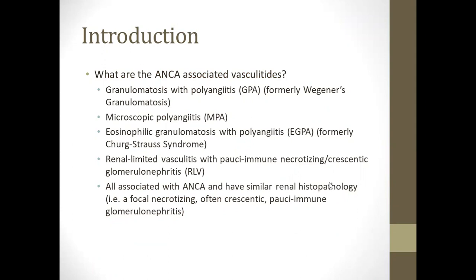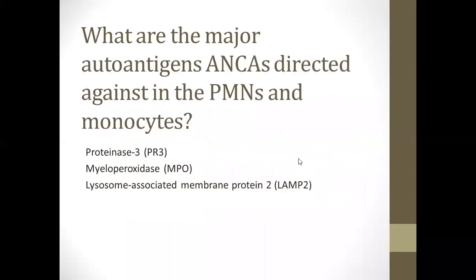So our ANCA-associated vasculitides, you're probably pretty familiar with to some degree. I'm sure by now you've seen some Wegener's, GPA. There's also microscopic polyangiitis, the eosinophilic granulomatosis with polyangiitis, EGPA. We always called it Churg-Strauss, but now EGPA. There is a renal limited vasculitis, and basically what unites these diseases, in addition to the vasculitide component, is the ANCA association.